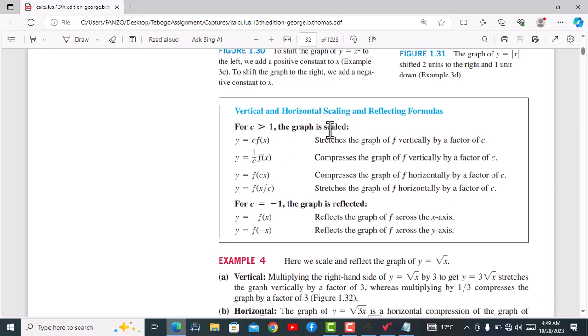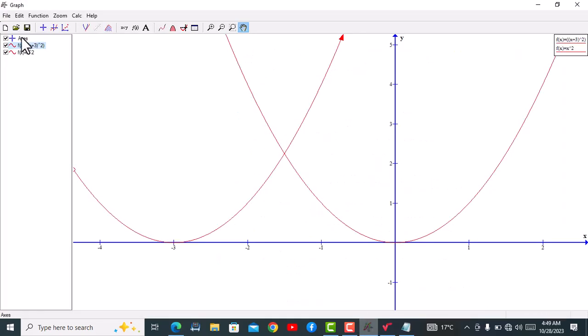Vertical and horizontal scaling and reflecting formulas. For c greater than 1, the graph is scaled. y equals c times f of x: you take your function and multiply it by a constant. What does that do? It stretches the graph of f vertically by a factor of c. And then when you have a fraction, it will compress the graph of the function.